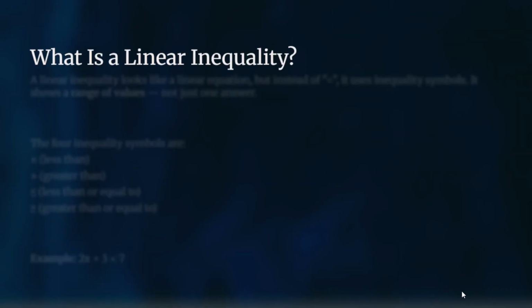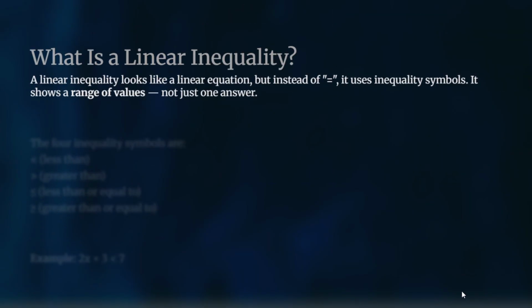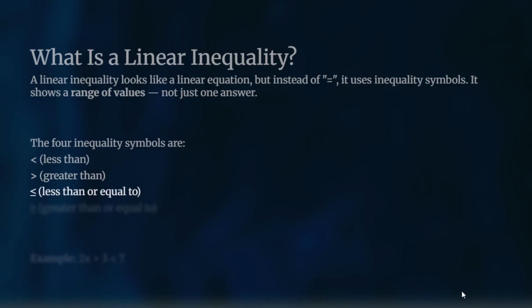So what is a linear inequality? A linear inequality looks like a linear equation, but instead of the equal sign, it uses inequality symbols. It shows a range of values, not just one answer. So the four inequality symbols are less than, greater than, less than or equal to, and greater than or equal to. So for instance, 2x plus 3 is less than 7 would be an example of a linear inequality.